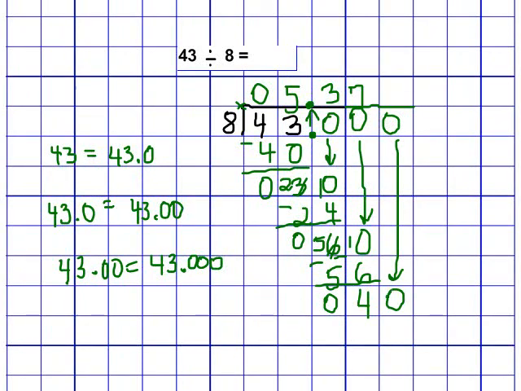And I have a 40. Does 8 go into 40? It sure does, 5 times. So 5 times 8 then is 40. And I have finally reached my remainder of 0. The answer then to 43 divided by 8 is 5.375. And if you're actually going to punch this into your calculator, you'll see that that's the answer that you will get.